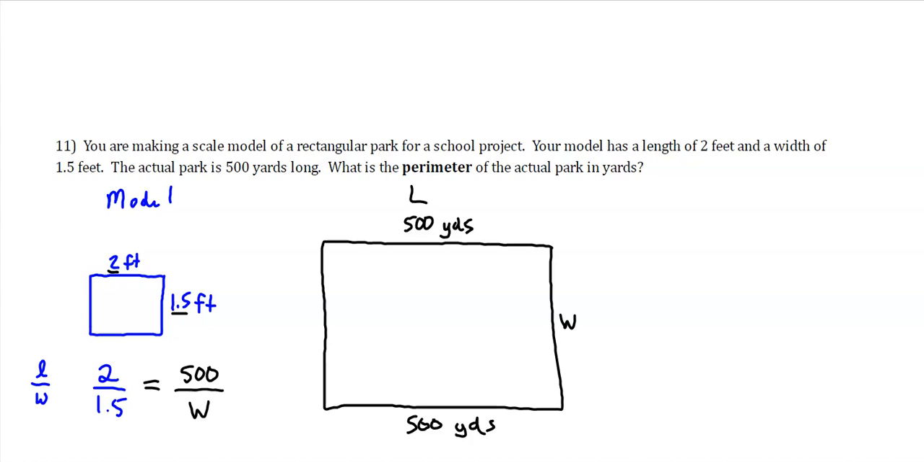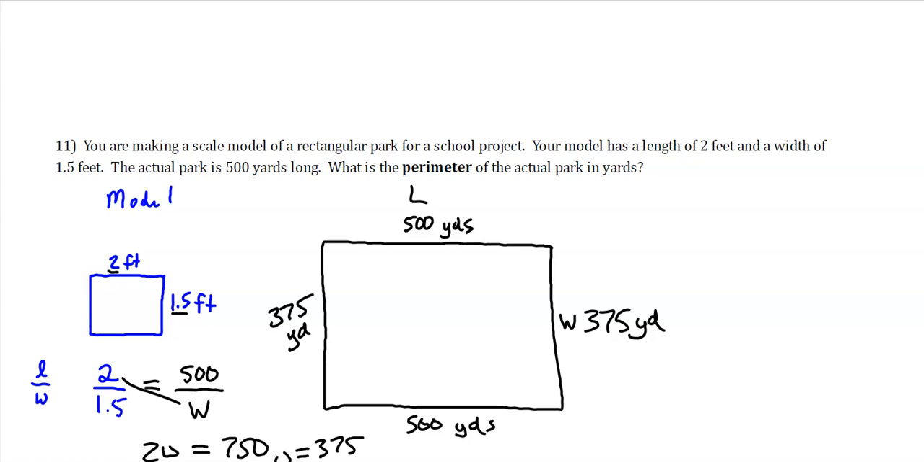So rolling this thing out, cross multiplying, we get 2W equals 750. Divide by 2, W equals 375. So there was really no need on this one to change units. I'm good to go with the 375.